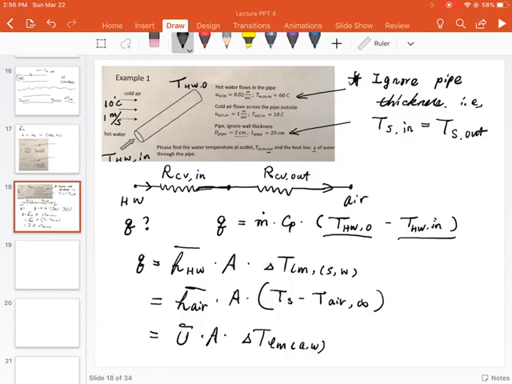So what we need to find out is the convection coefficient. And by the way, if we write it this way, the overall heat transfer rate is equal to the hot water plus the air.